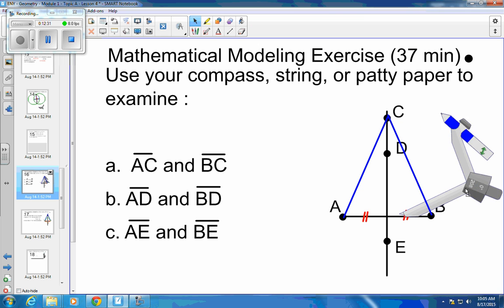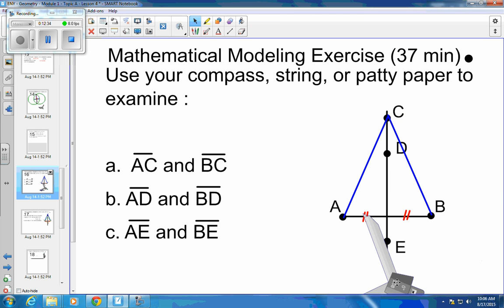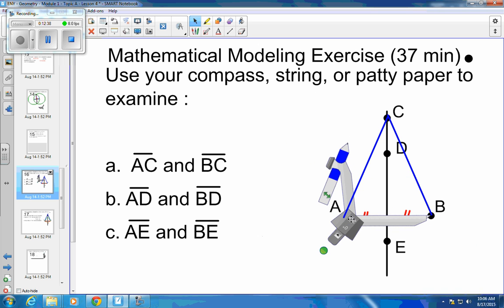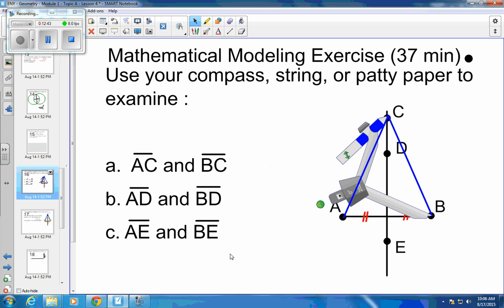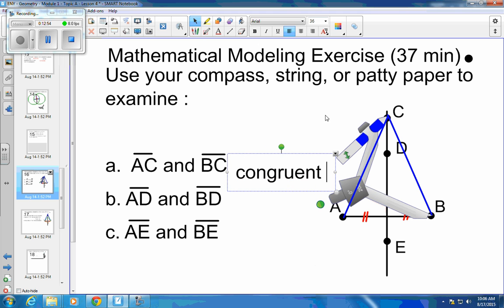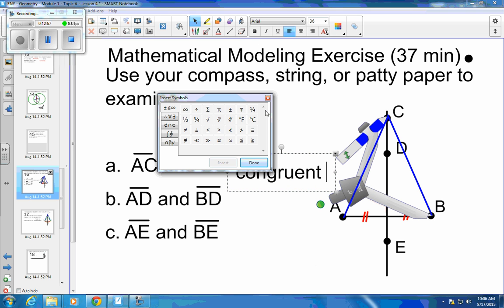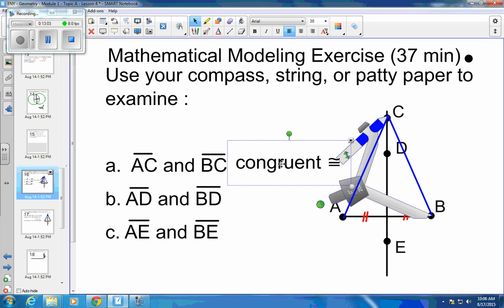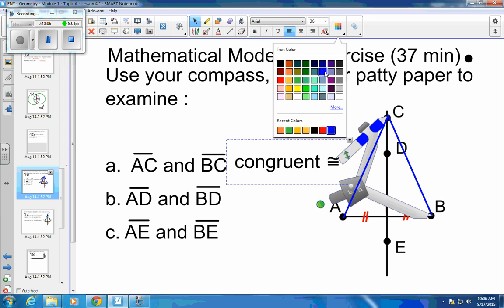Now if I swing this over, and I put this on B, I'm all over the place here. So I'm going to center it at B, and I swing it on up to C. You're going to see that that's the exact same distance. I didn't adjust the width of my compass at all. So the distance from A to C and the distance from B to C are the same. And so we call that congruent, or we can use the congruent symbol. Congruent symbol is that one. So that is congruent.